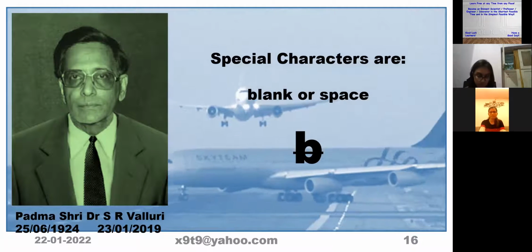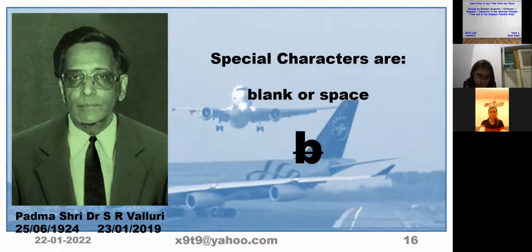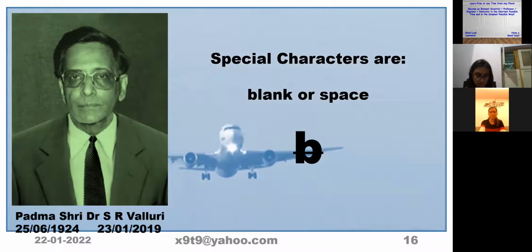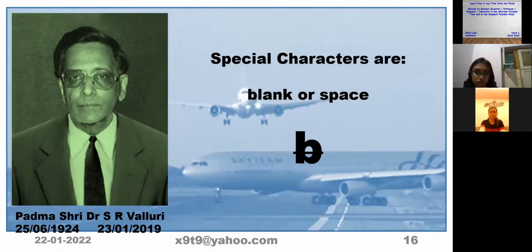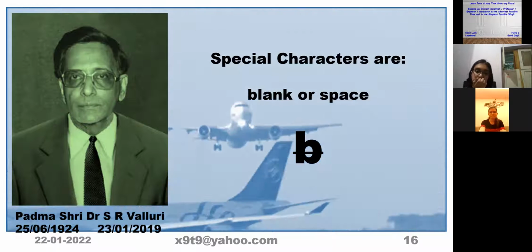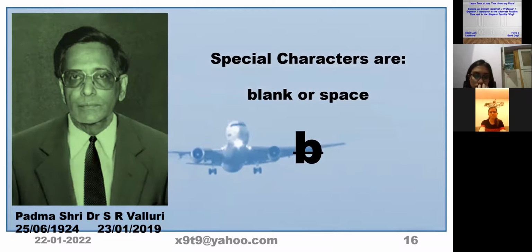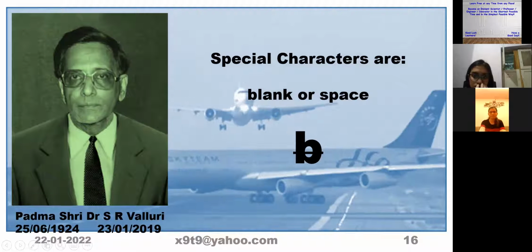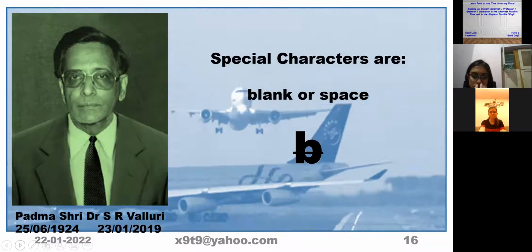Now special characters. One of the important characters is the blank or space. That means we use the space bar, so we cannot show it on the paper. We have to leave a gap, that's all. But one method is to write a B and put a cross mark there, which indicates the blank.